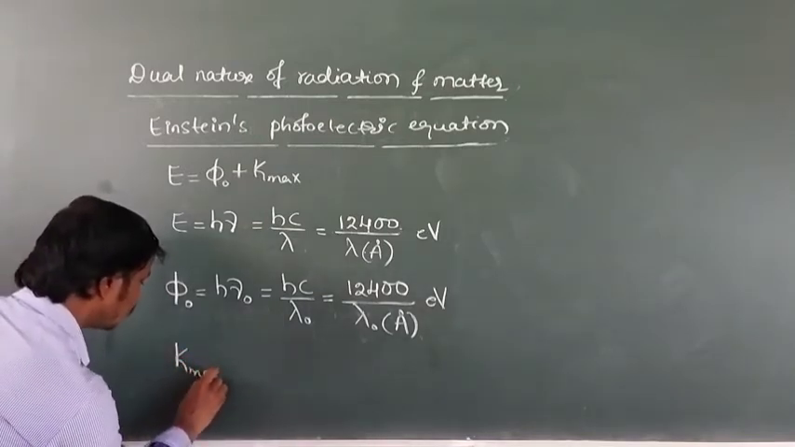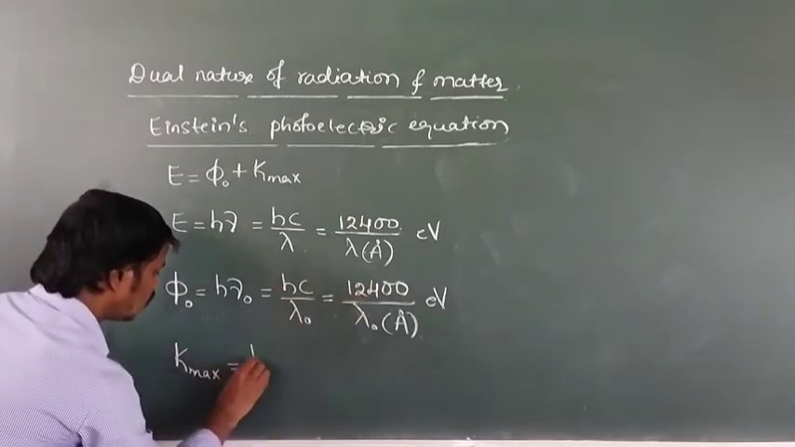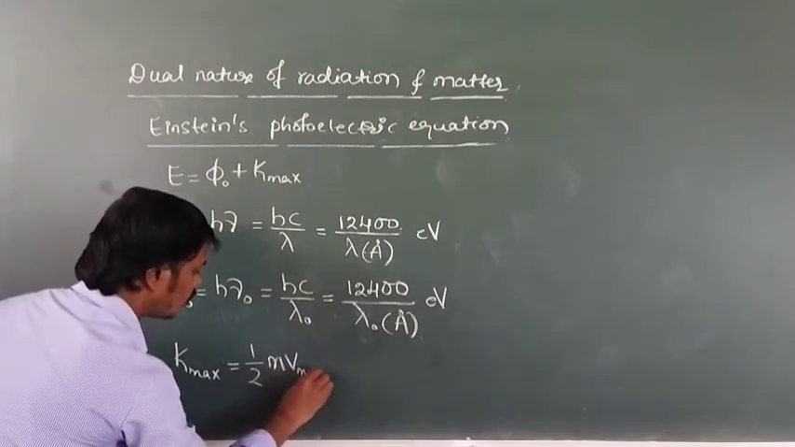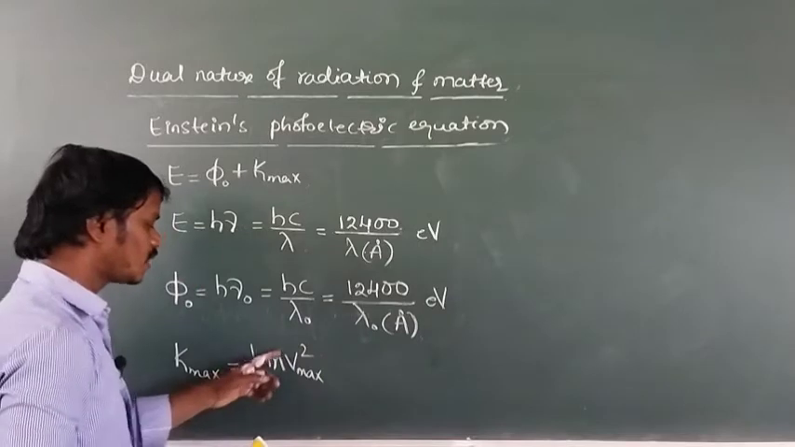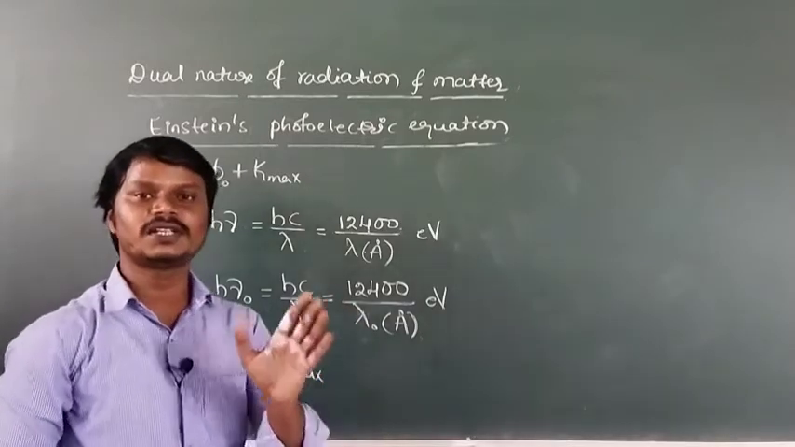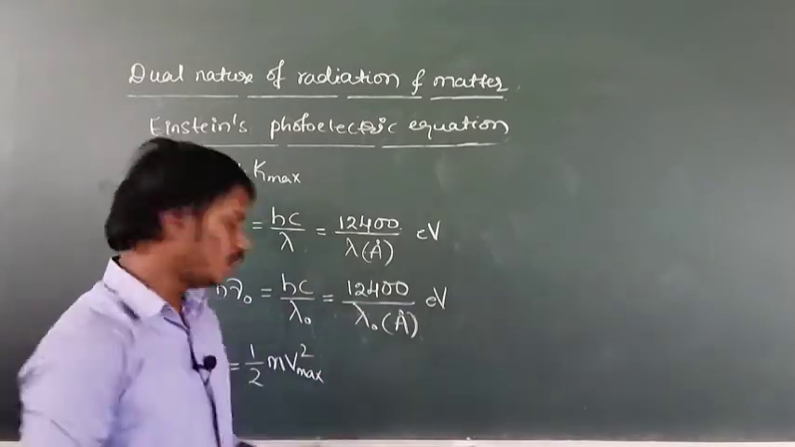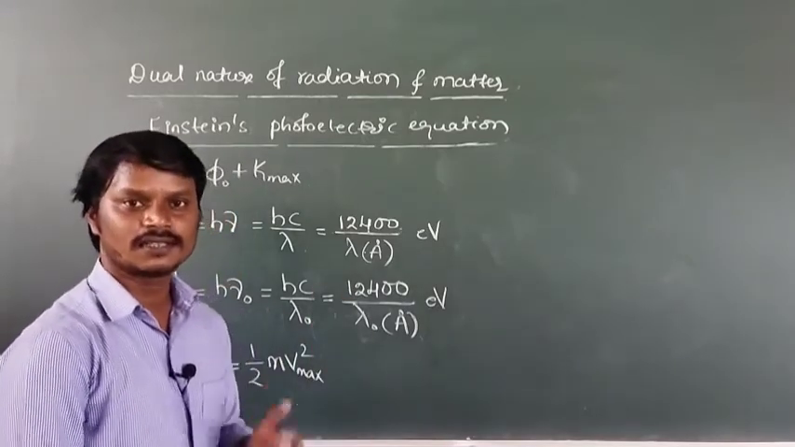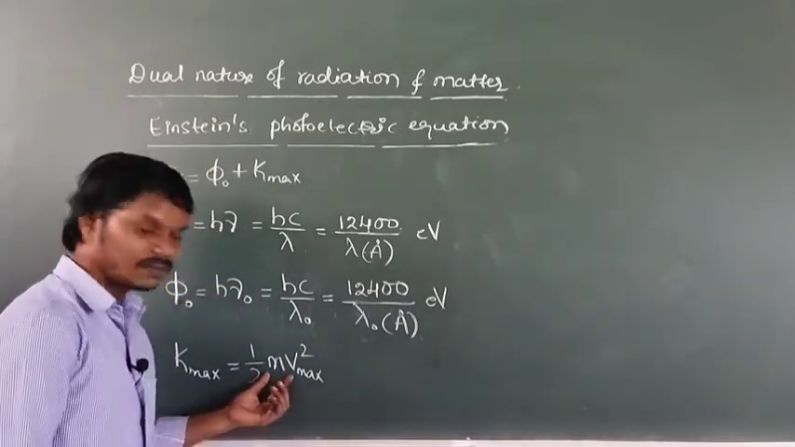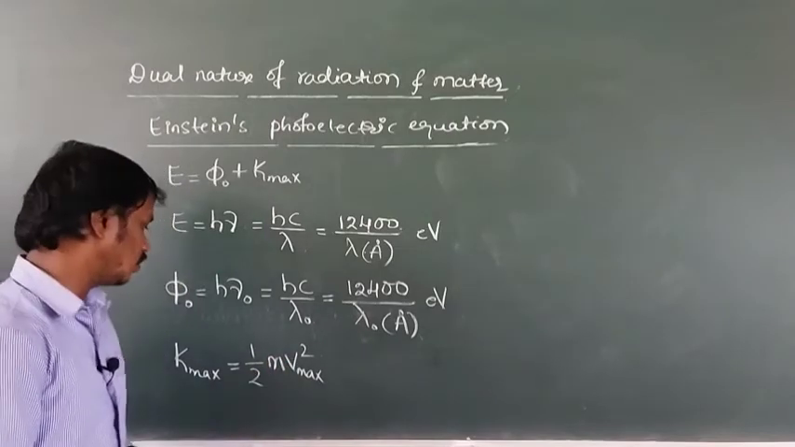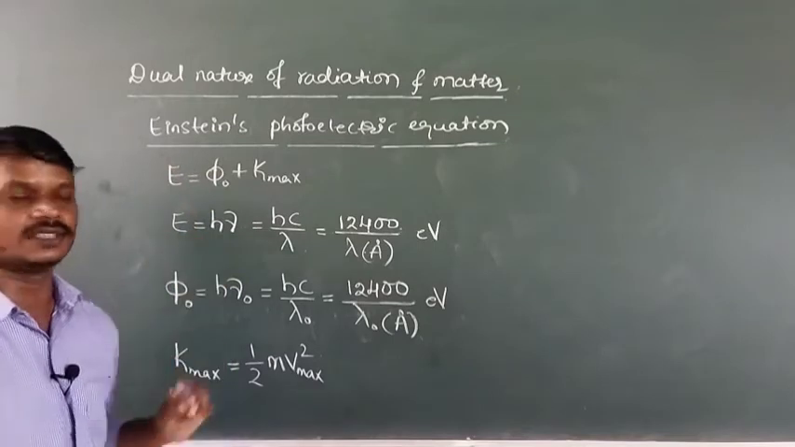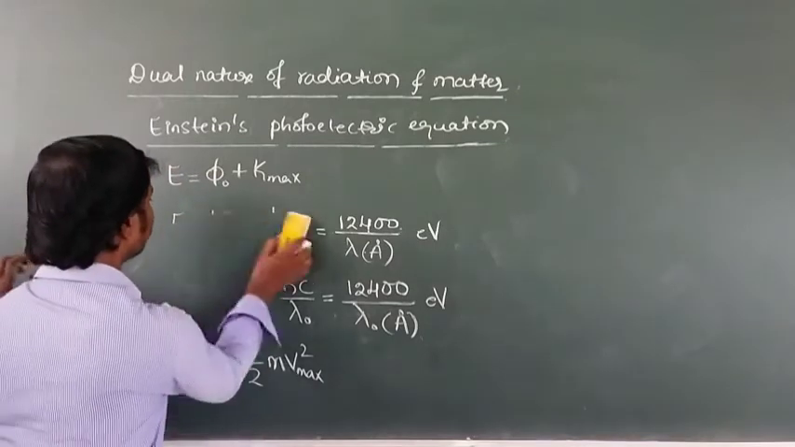Maximum kinetic energy is equal to 1 by 2 m V maximum square. What is V maximum here? It is the maximum speed of the photoelectron, or the maximum speed of the ejected electron from the metallic surface. And m is mass of the electron. So this is all about Einstein's photoelectric equation. Now, let us move to the next point.